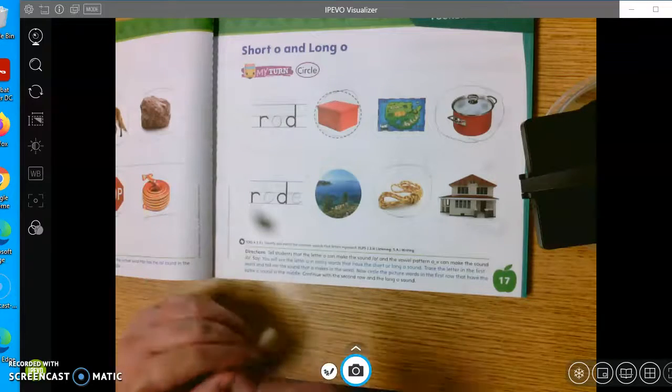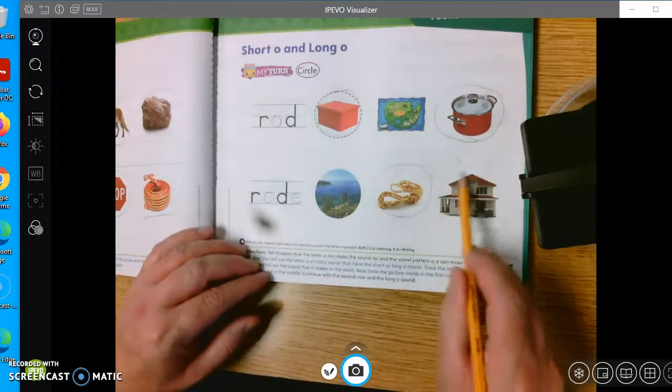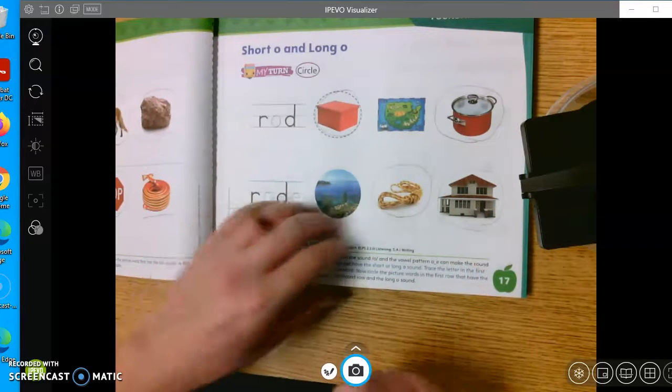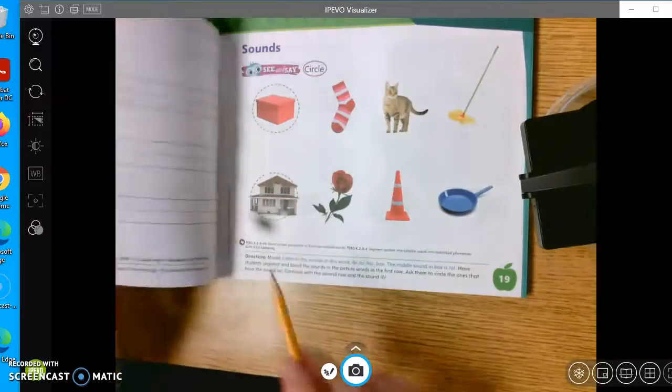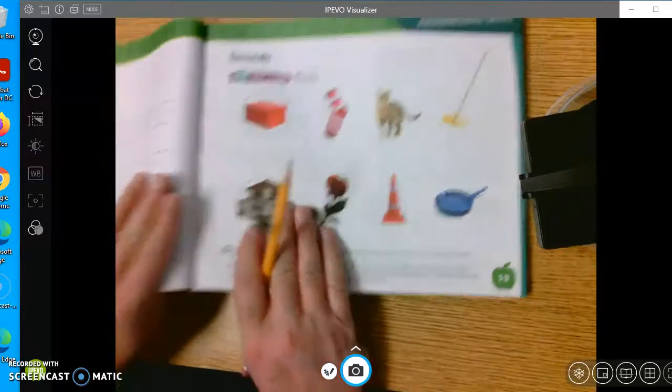House, house. It's there. So I'm circling the house. All right. Very good, boys and girls. All right. Last 2 pages of our lesson today. And we're on page 18.